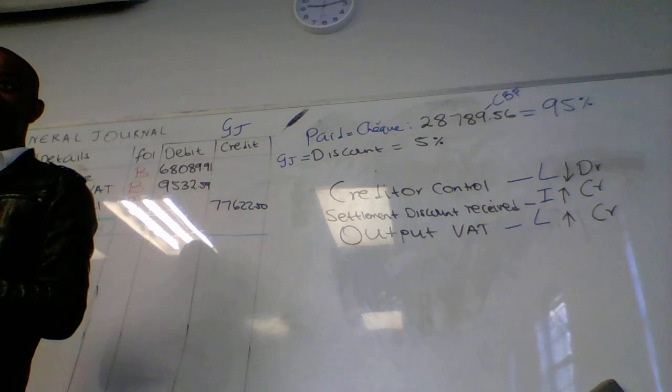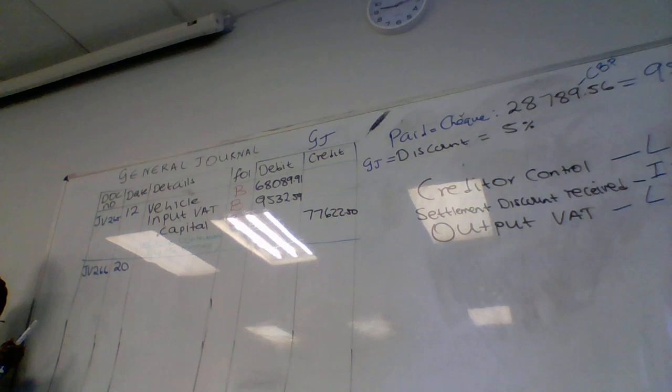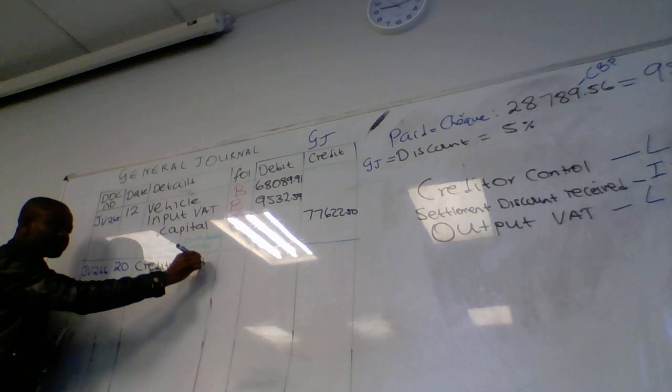Okay. Now, can we record, please? I think you know how to record now. You tell me, and then I will interfere if there's a problem. So, how can I write it? It's debited. Remember, you always start with the one that you debit, okay? And then what is the next one?